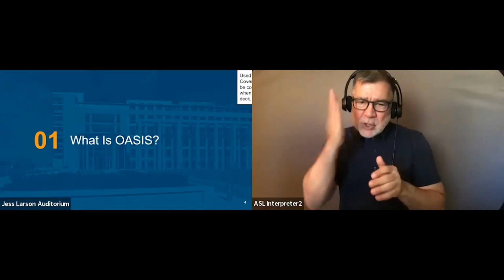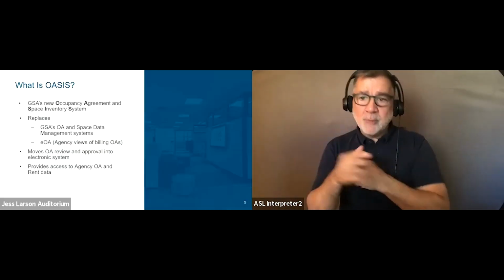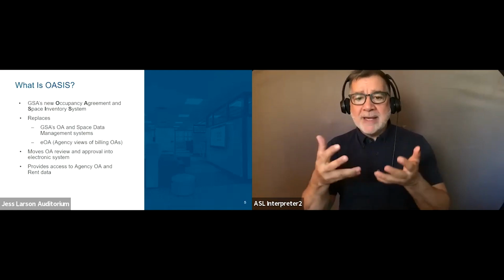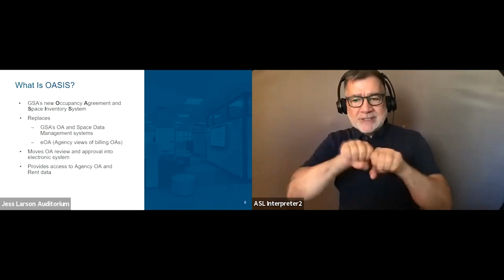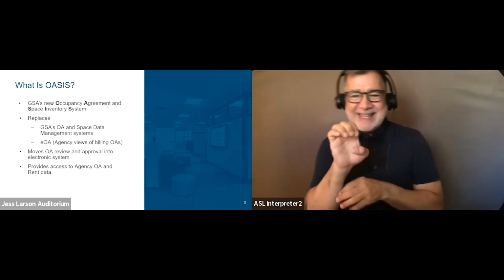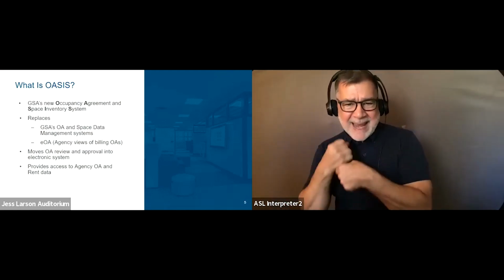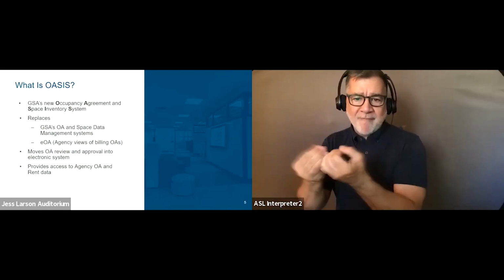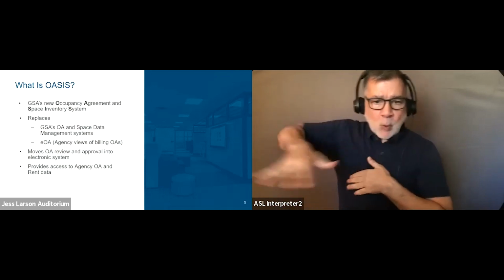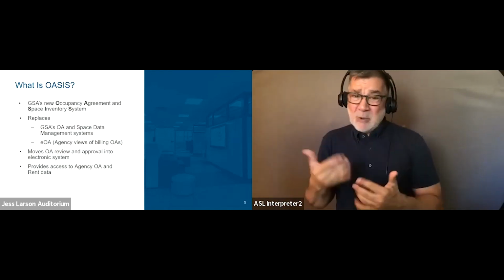So what is OASIS? In PBS, OASIS is the replacement system for a couple of our internal systems, the OATool and EOA, which basically produce the occupancy agreements for the space that you all occupy across the country. At any given time, PBS has 19,000 plus occupancy agreements. Those are based on the space assignments and the rent and the appraisal rates. That all works up into your rent bill.